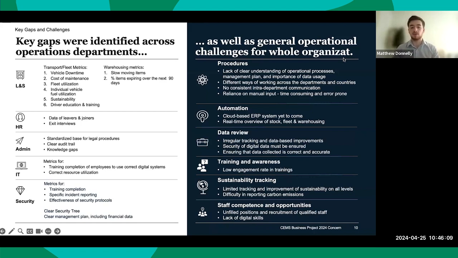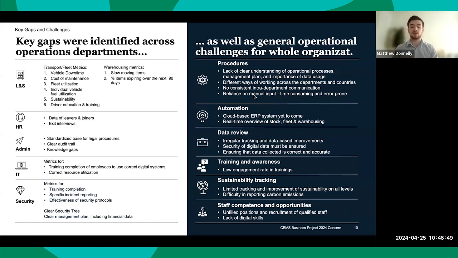Something I've mentioned a couple of times is training and awareness. Lower engagement rate in trainings always causes challenges, which seeps through the organization as a whole. So ensuring that that increases is very important. Sustainability, you can't get around it at all, particularly in this industry with the donors looking. So there's limited tracking and the improvement and sustainability on all levels. This can be and should be brought up. We all understand that. However, there is a difficulty in reporting carbon emissions, and there are also lots of costs associated with it, which causes, of course, major challenges.